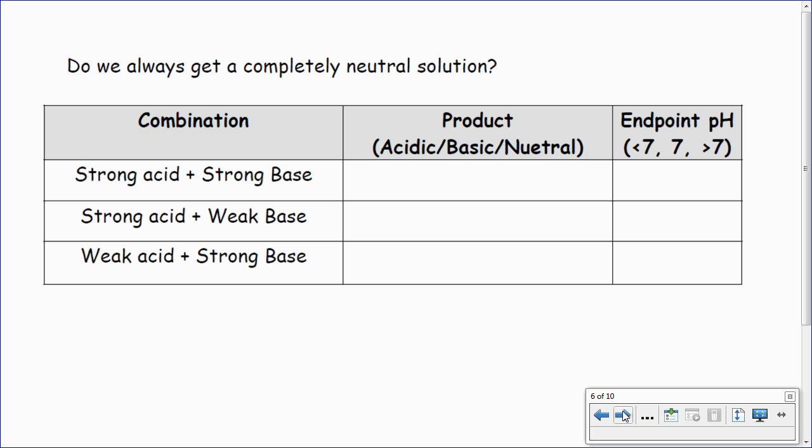Do we always get a completely neutral solution? Strong acid plus a strong base. Typically, we get a neutral. Now, the pH of a neutral solution is going to be 7. A strong acid plus a weak base. So it's mostly acidic, weakly basic. Well, we're going to get mostly acidic left over because it was strong plus a weak. So the pH is going to be less than 7. Weak acid plus a strong base. Super strong base, weak acid. It's going to be basic when we're all done. So greater than 7.